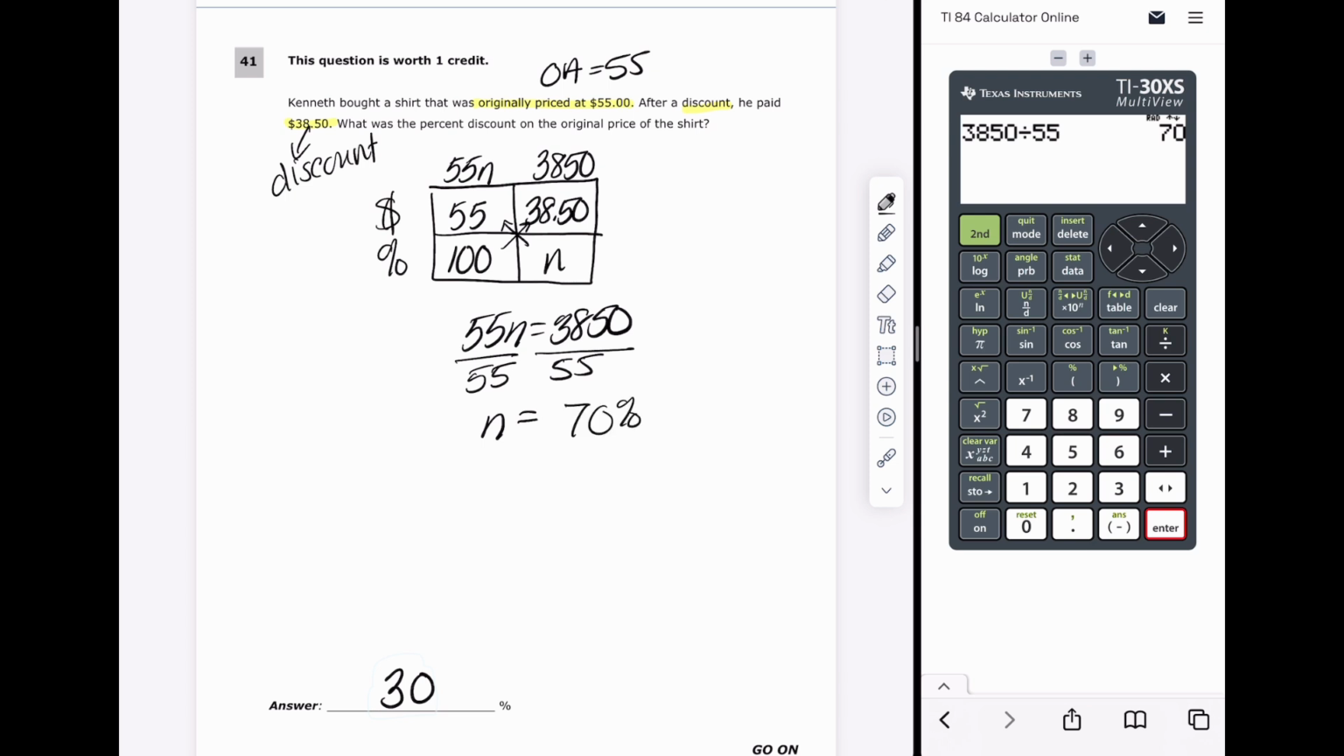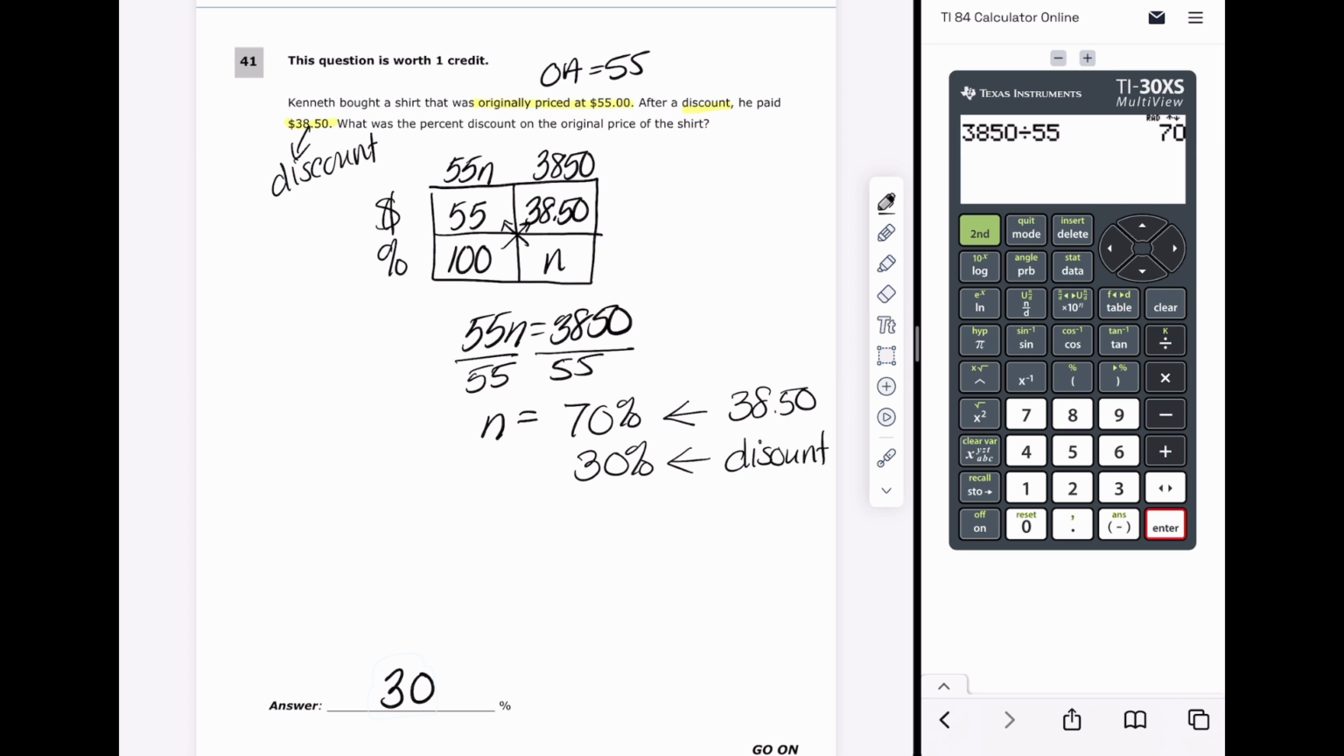This means that this cost over here represents 70%. But I want to know what percent was discounted. So if what I paid, $38.50, is 70%, then my discount, what they took off, was 30%. That's my discount.